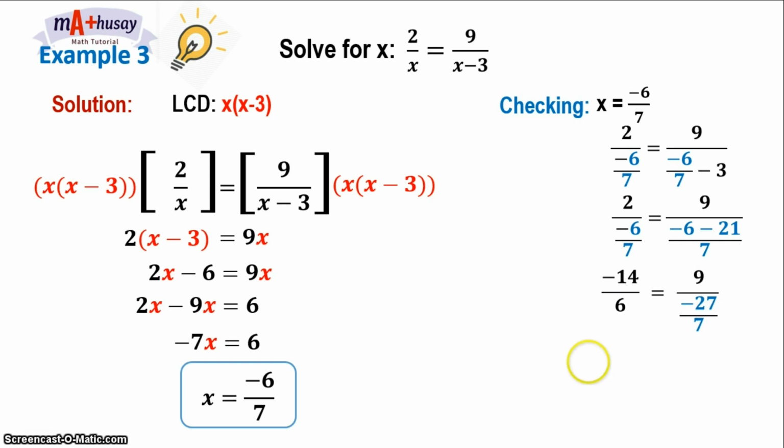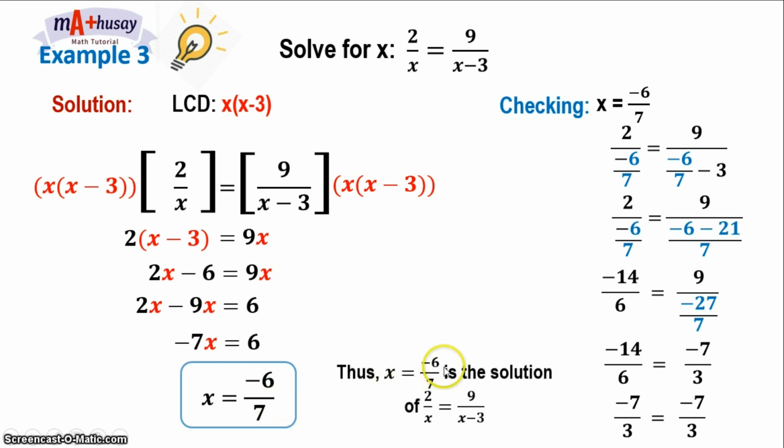So again, simplify natin ang right side of the equation. You'll arrive with negative 14 over 6 equals negative 7 over 3. So, we can still simplify negative 14 over 6 as negative 7 over 3, which is the same with the right side of the equation. So, in this case, masasabi natin na ang x equals negative 6 over 7 ay solution ng rational equation na 2 over x equals 9 all over x minus 3. Klaro?